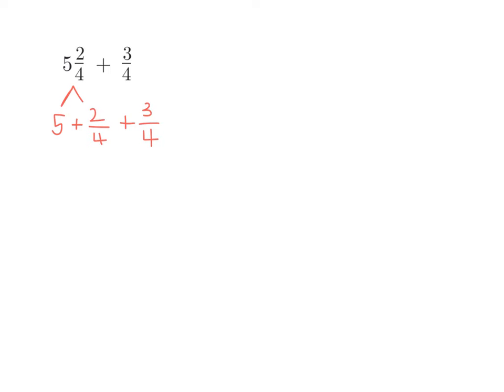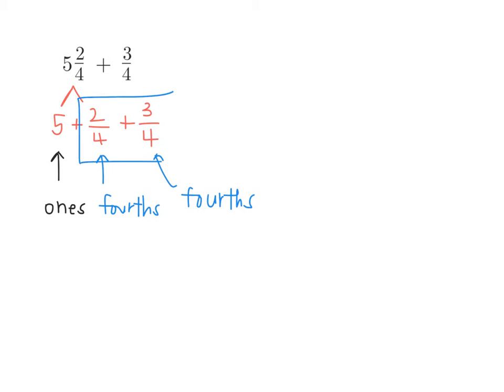Now, how many kinds of units do we have? What are the units for the 5? This is 5 what? Ones. Good. So our units there are ones. What kind of units do we have for 2/4? Fourths. What kind of units do we have for 3/4? So how many kinds of units do we have? 2. Let's add the like units.